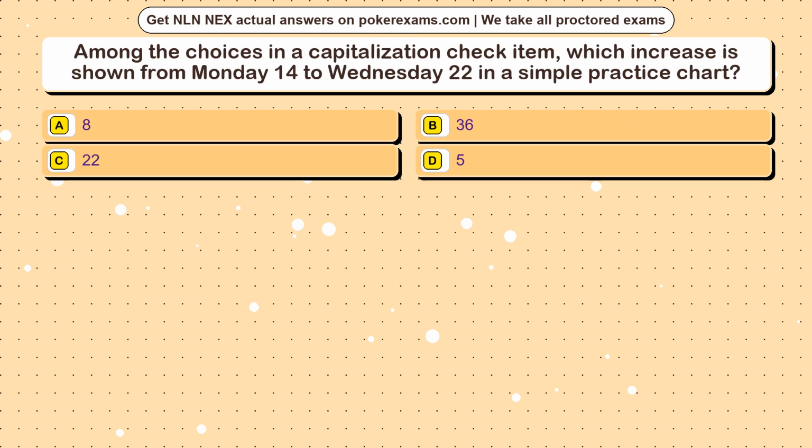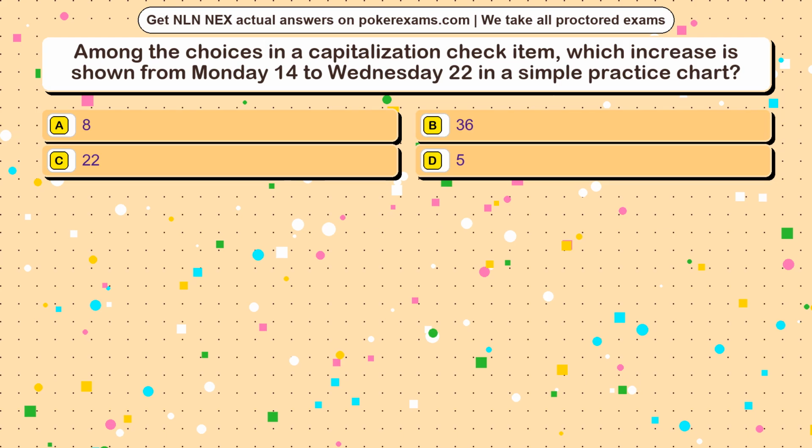Among the choices in a capitalization check item, which increase is shown from Monday 14 to Wednesday 22 in a simple practice chart? Option A 8. Option B 36. Option C 22. Option D 5.